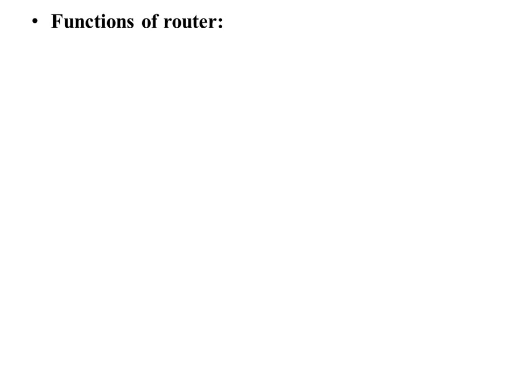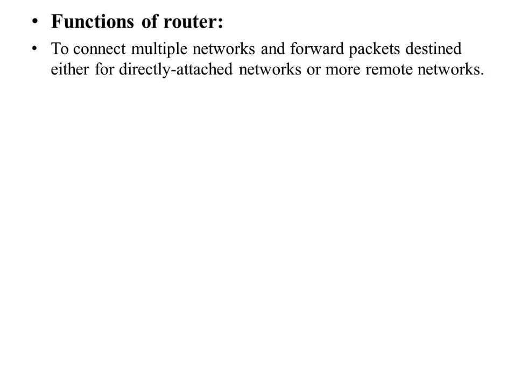So what are the functions of a router? It is used to connect multiple networks and forward the packets to their destination, either a directly attached network or more remote networks. That means if it is directly connected, only one router will be required. If it is remote, then you will require more routers. So router to router packet forwarding is also there.